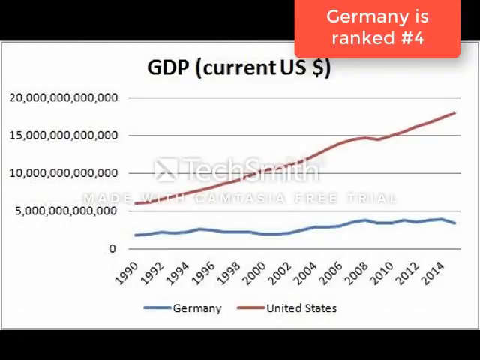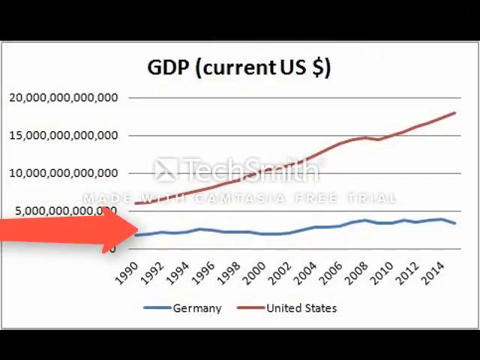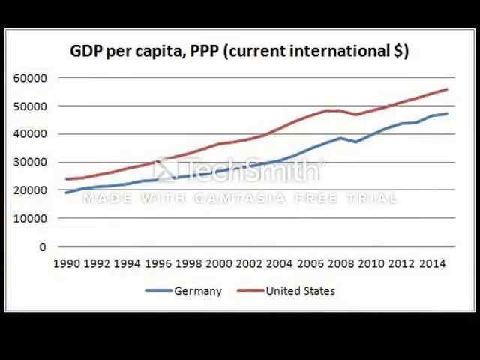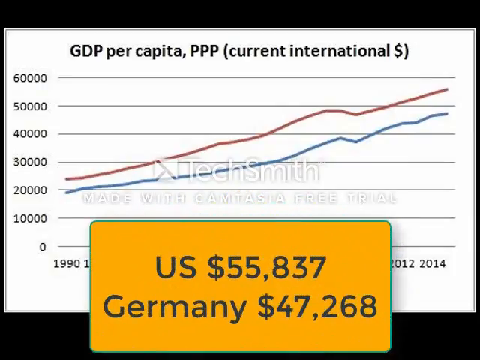Let's start with GDP. Germany has the fourth largest GDP in the world, behind the United States, China, and Japan. While the U.S. has experienced a continual increase, Germany has seen modest gains. A look at GDP per capita PPP shows Germany and the United States paralleling, although the United States is slightly ahead of Germany by $8,569.